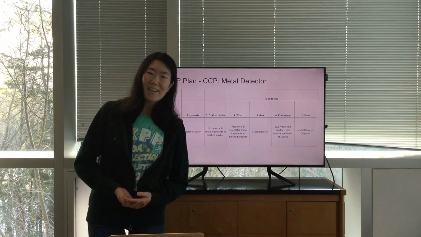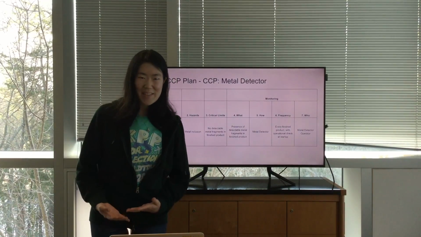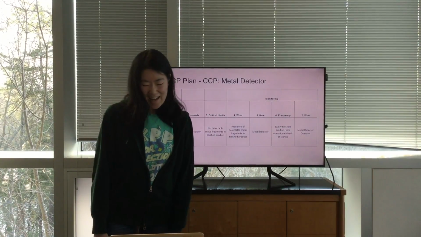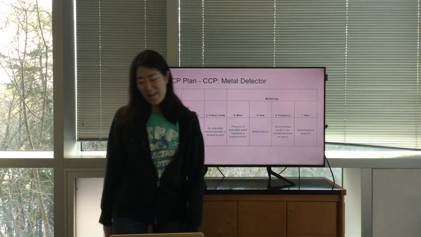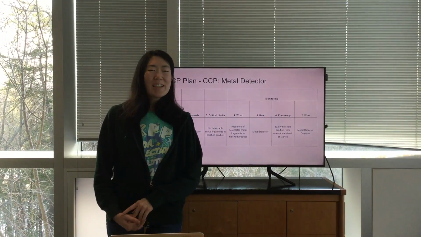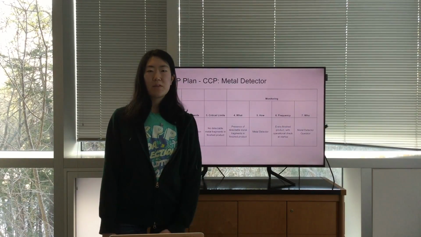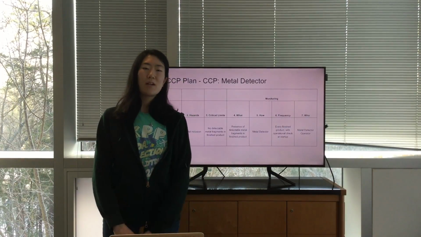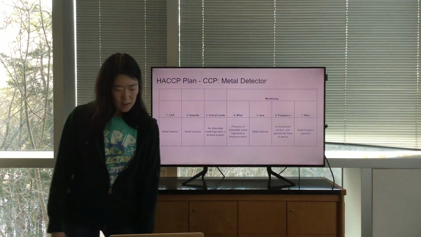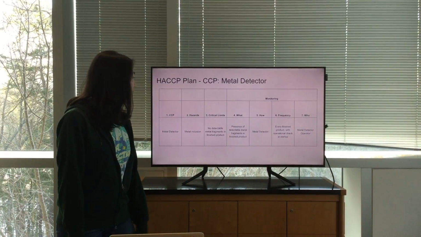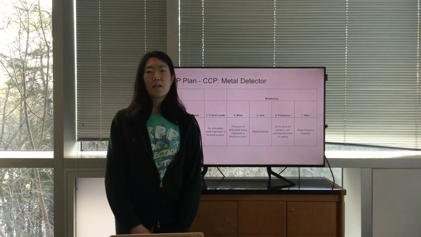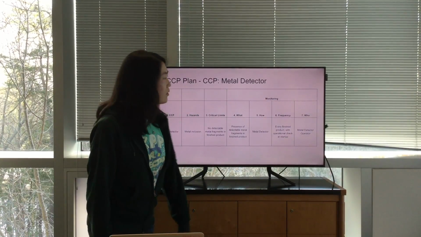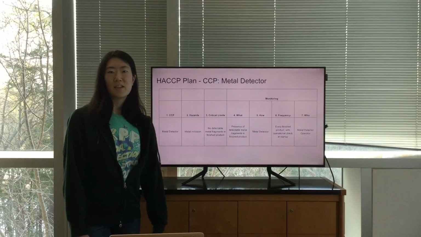What are we monitoring? The presence of metal fragments in our finished product. How? The metal detector. And how often we'll be doing this is we will be doing it for every finished product to make sure that all of our products are metal free. And we will be having an operational check at the beginning to make sure that our metal detector is fully functioning. And who is doing this? The metal detector operator.